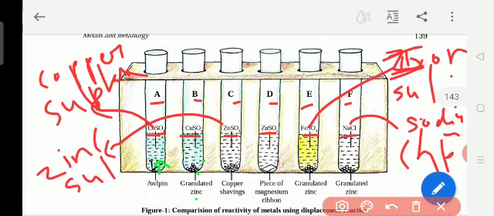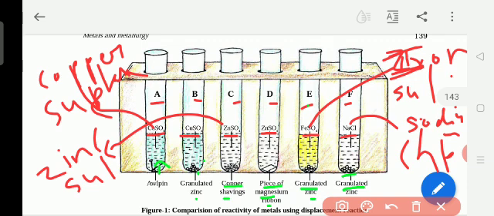So granulated zinc. And in test tube C they have taken copper shavings, that means small pieces of copper, and a piece of magnesium ribbon in test tube D. And in test tube E, granulated zinc. Here also zinc granules. So how is it reacting?